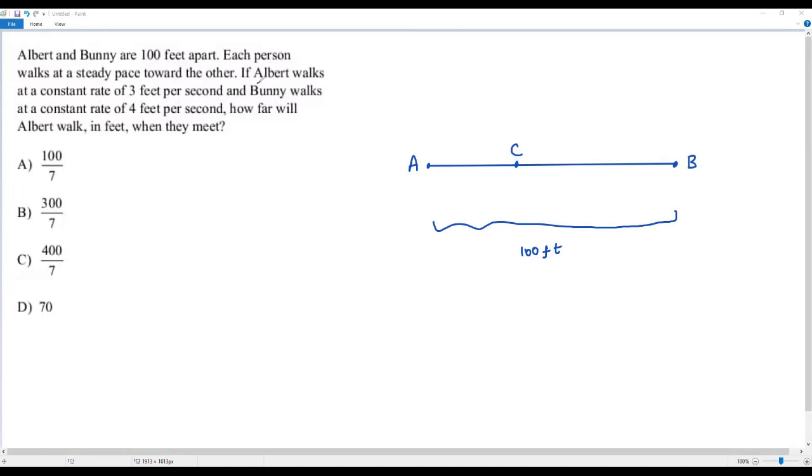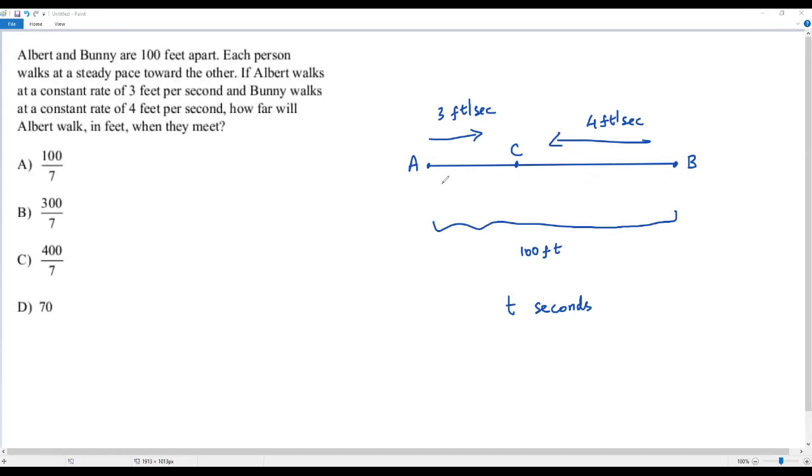We have the speed for Albert: Albert walks at a constant rate of 3 feet per second. So when Albert walks towards meeting point C, the speed is 3 feet per second. And when Bunny walks towards meeting point C, the speed is 4 feet per second. Let me mark it over here, 4 feet per second. Also let me assume t is the time in seconds taken by both Albert and Bunny to cover the distance to the meeting point C. That is, Albert takes t seconds to travel the distance from A to C, and Bunny also takes the same time t seconds to travel the distance from B to the meeting point C.